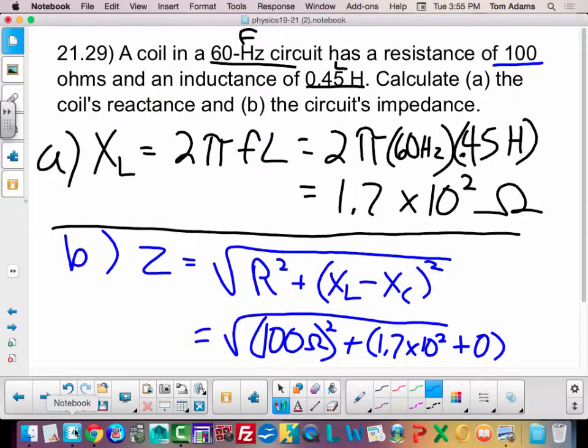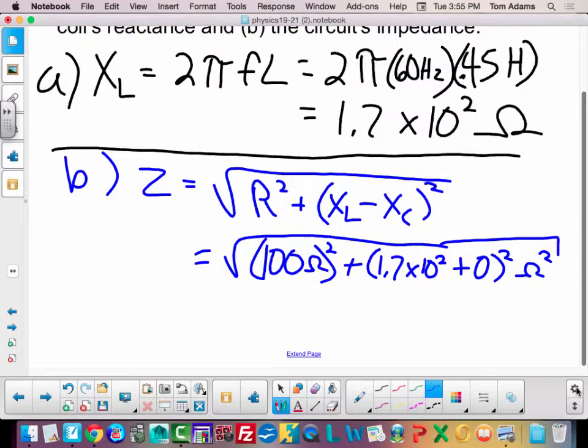So I'm going to write, well, we'll say this is squared and then just ohms squared. I'm just going to pull it out of the thing, which is fine because when I push it back in, we'll take the square root. So the impedance is really the resultant vector of these two vectors.